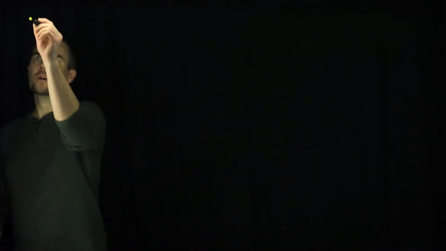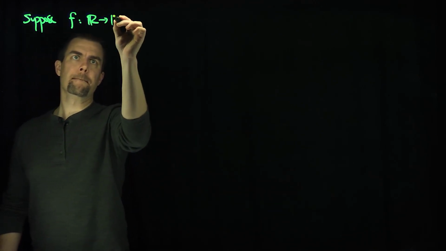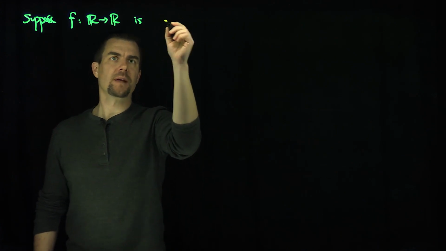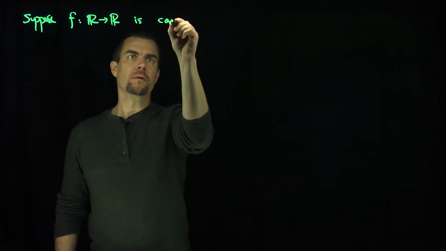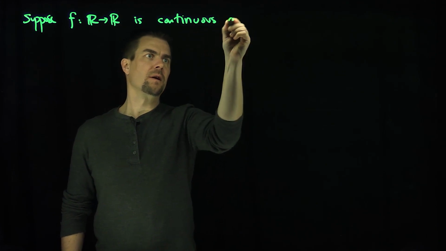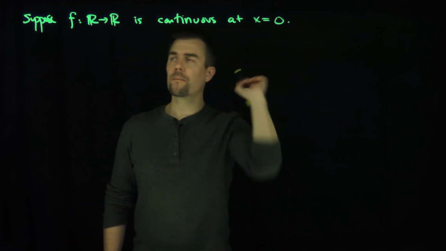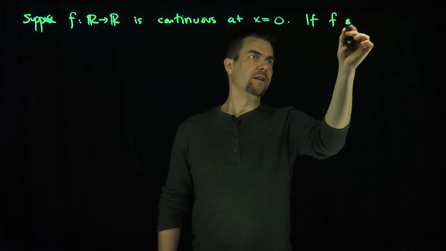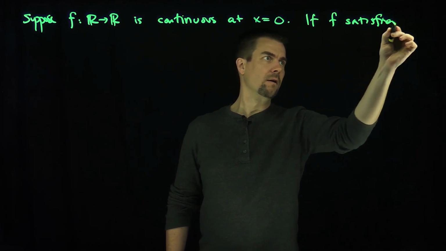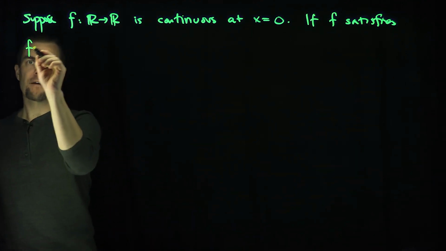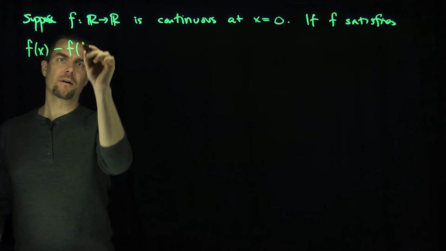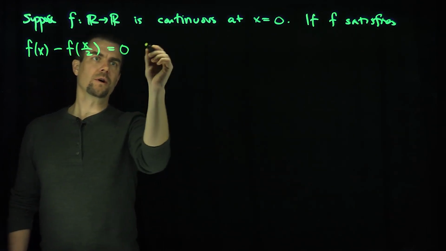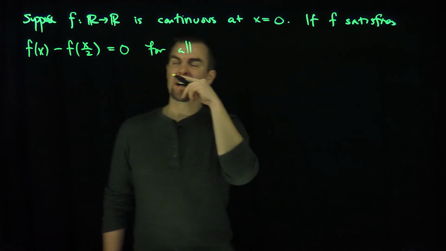Hello students, in this video we'll see a problem involving a functional equation. Let's suppose that f maps R to R is continuous at x equals 0, and satisfies the following functional equation: f of x plus f of x over 2 equals 0 for all x.